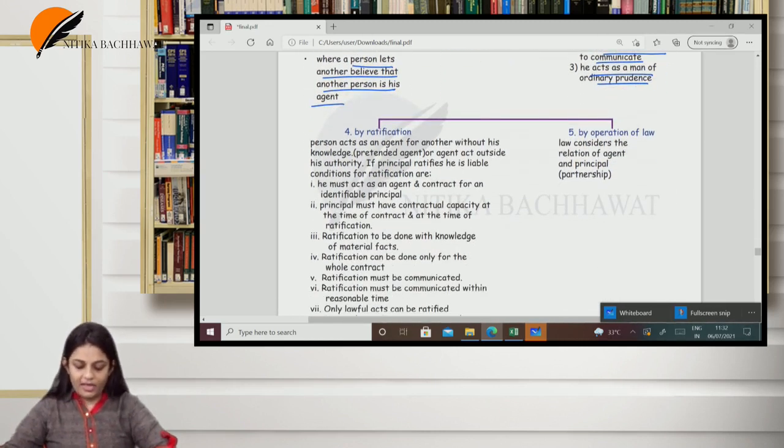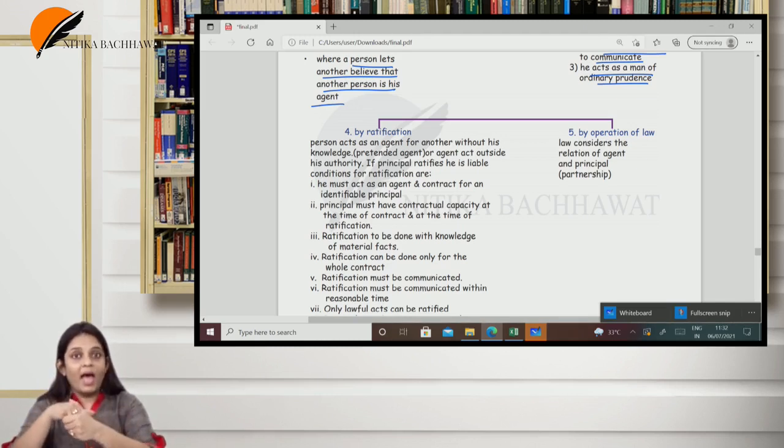Then by ratification. Now, you need to be very careful about this ratification. Ratification means accepting an act which was done without your authority, right? What is ratification? Ratification means accepting an act which was done without your authority. Now, in this ratification, listen very carefully, there are two cases.